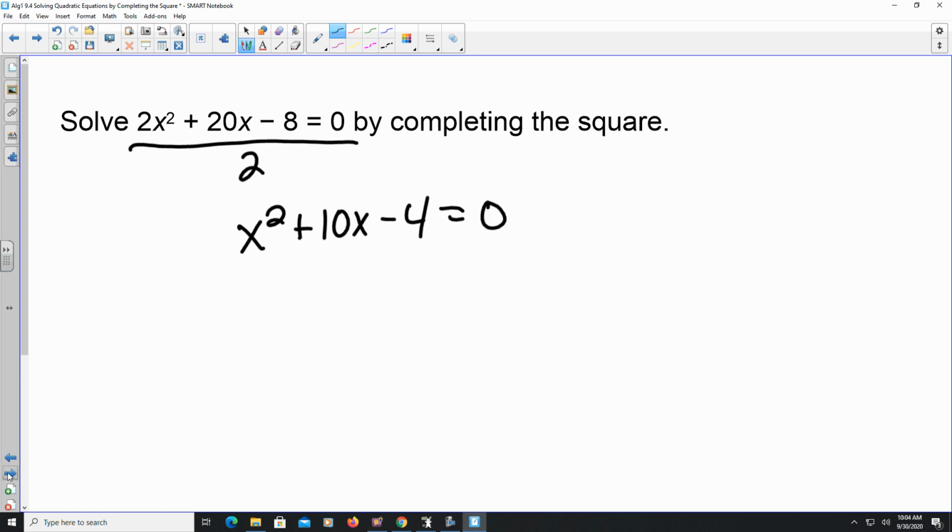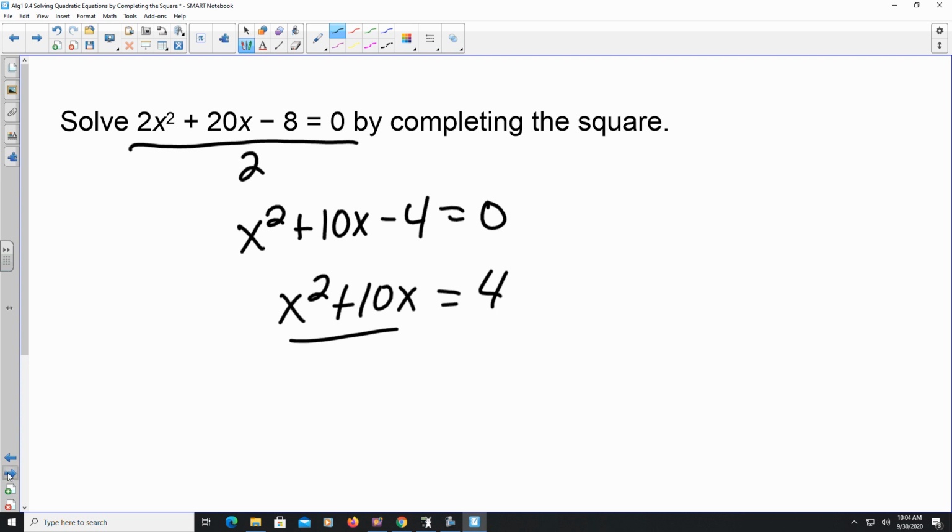So I got the first part of this completed. I got a to be 1. Now I need all variables on one side, all non-variables on the other. So this minus 4 can't be on that side. I have to move it to the other side. So now it's going to be x squared plus 10x is equal to 4. Okay, so I've got all variables on one side, all non-variables on the other.